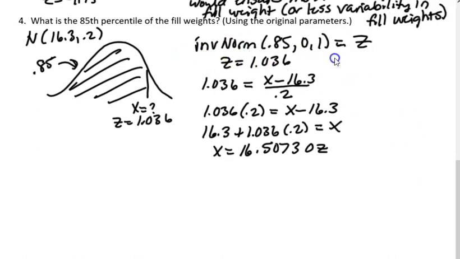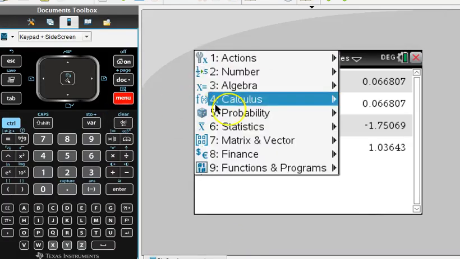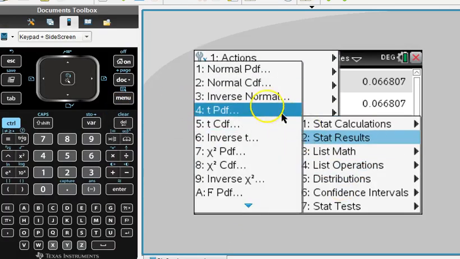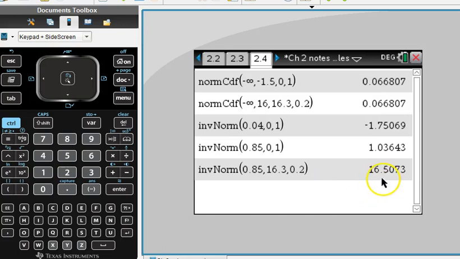I can also do this more directly using inverse normal. I could also do inverse normal, putting in the percentage, but use my original mean and standard deviation, 16.3 and 0.2. So let's do this on the calculator. So I'm going to go back to my original menu, stats, distribution, inverse normal. So my area is still 0.85. I'm still looking for the 85th percentile, but I'm going to put in my original mean and standard deviation, and notice that gets me directly to the data value.